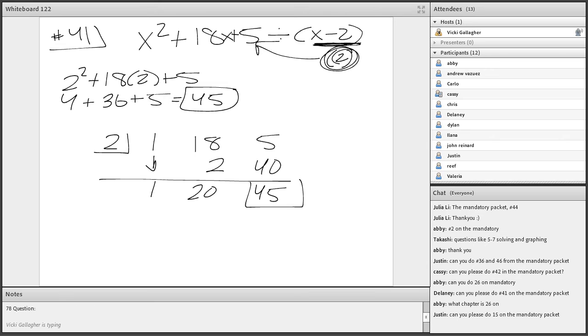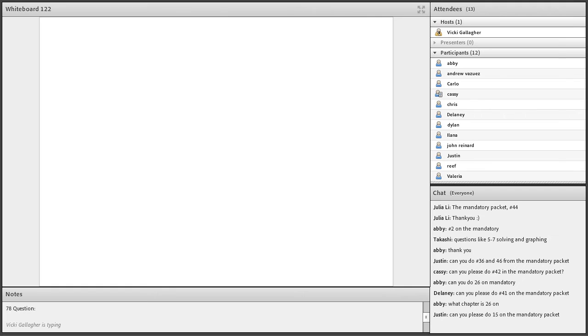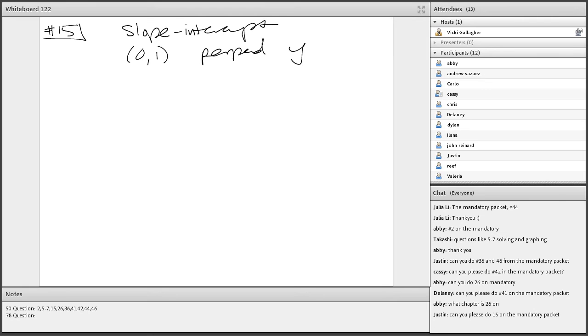All right, moving back to number 15. Okay, so 15 says they want an equation in slope-intercept form. And they gave us an ordered pair, 0, 1. They said it has to be perpendicular. And they gave us an equation, y equals 5x minus 6.